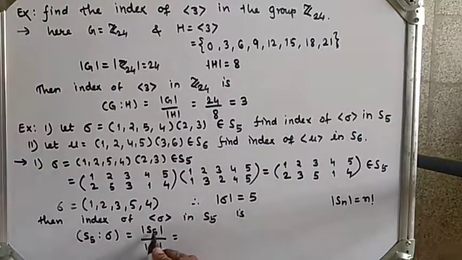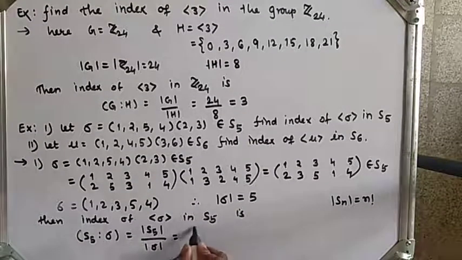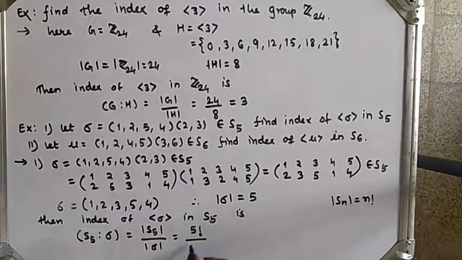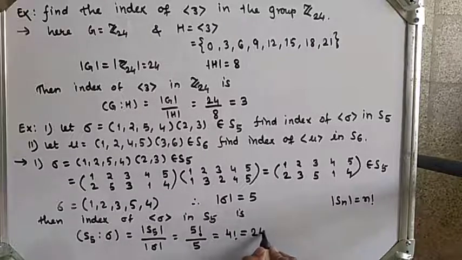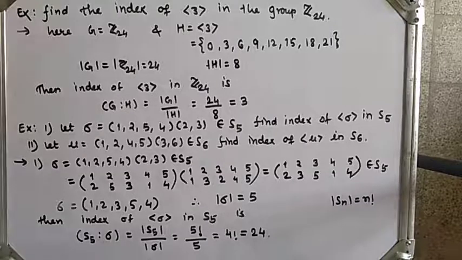Therefore here order of S5 will be 5 factorial upon order of sigma. Order of sigma is 5, so 5 factorial upon 5 will give 4 factorial, and 4 factorial will be 24. So index of sigma in S5 will be 24, means there are total 24 left or right cosets here, right?